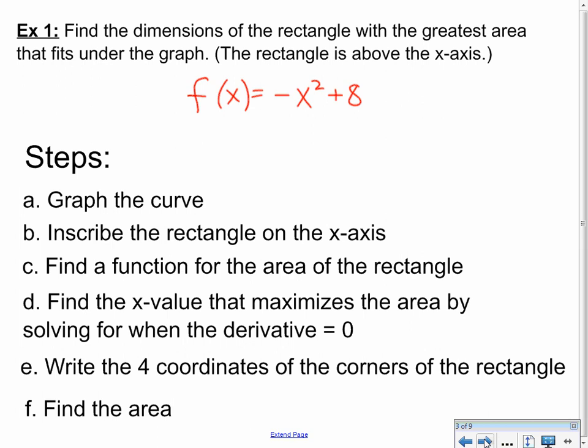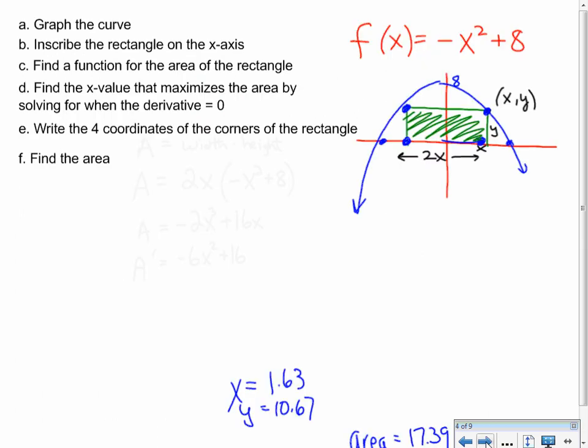Next, we find a formula or a function for the area of the rectangle, and then we find the derivative of the area and set it equal to 0. Where that x is located will give the maximum area. Then, optionally, we write the 4 coordinates of the corners of the rectangle, and we find the actual largest area possible. So let's get going. There are the 6 steps.